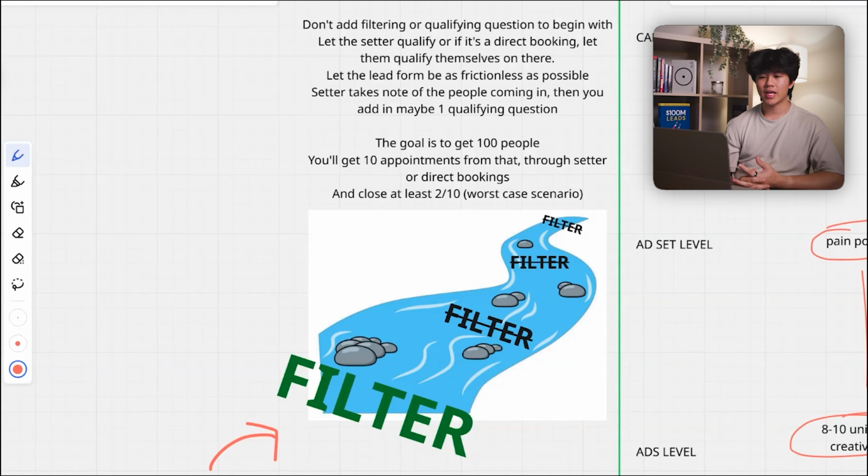So instead of trying to get one perfect client from the ads, the goal is to get 100 people come in, convert those 100 people into 10 appointments through the setter or direct bookings, and close at least 2 out of those 10, right? So it's really just a big funnel that you guys are having. It's just a big numbers game.